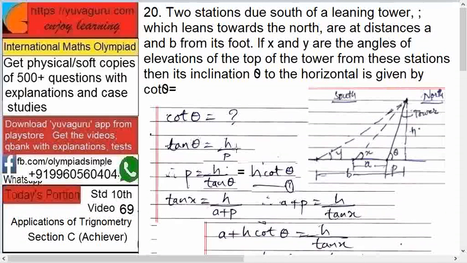Tan theta equals to what? h upon p. So p equals to what? h upon tan theta, that is h cot theta. Right? That much is clear.